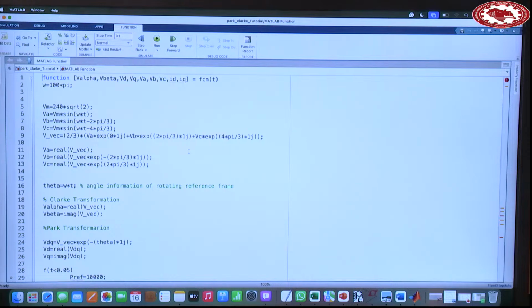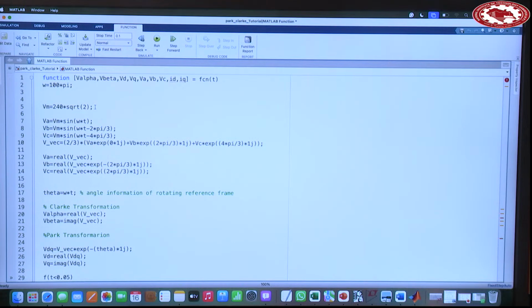I have taken this MATLAB function. When you click in MATLAB and go to Simulink, double click there and search MATLAB function, user defined function, you will get it. I am taking this t as an input for time reference. Omega is equal to 100 pi, this is 2 pi into 50, and I have taken peak value 240 into square root 2; 240 is the phase voltage RMS, so peak value will be 240 into root 2.